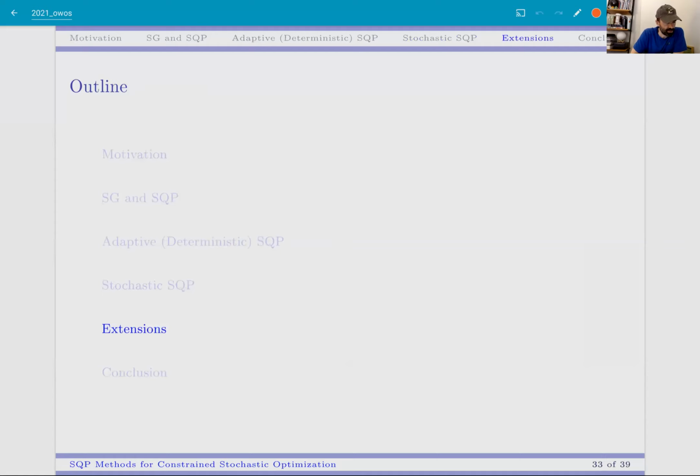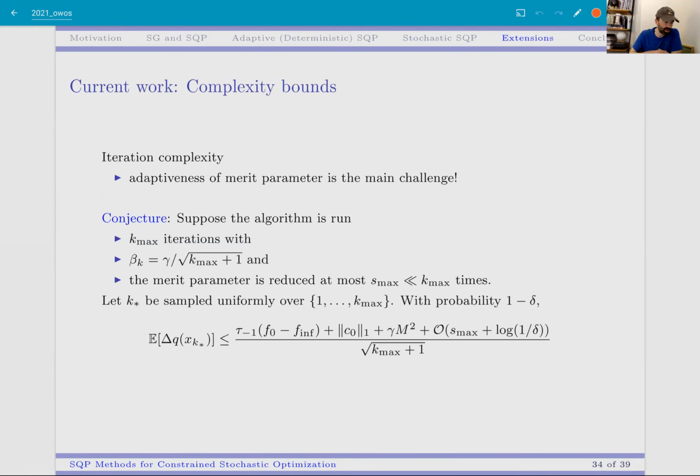Let me just very briefly mention a couple of extensions. All that work that I just mentioned is in a paper that's going to appear soon. We have a few other projects that we're working on, extending or moving in different directions in this space. One thing we've been working on is a complexity bound for this kind of algorithm.